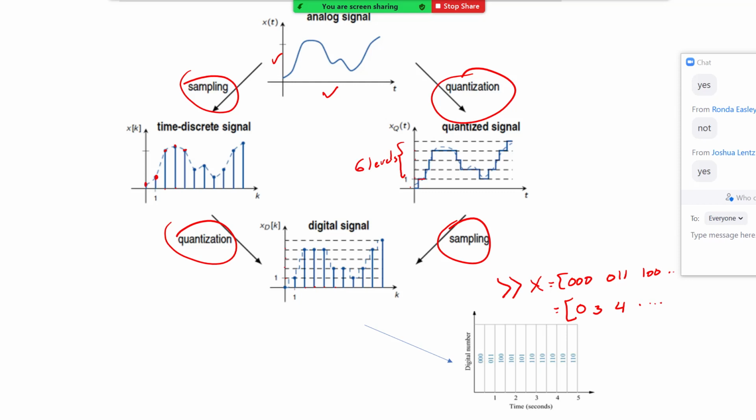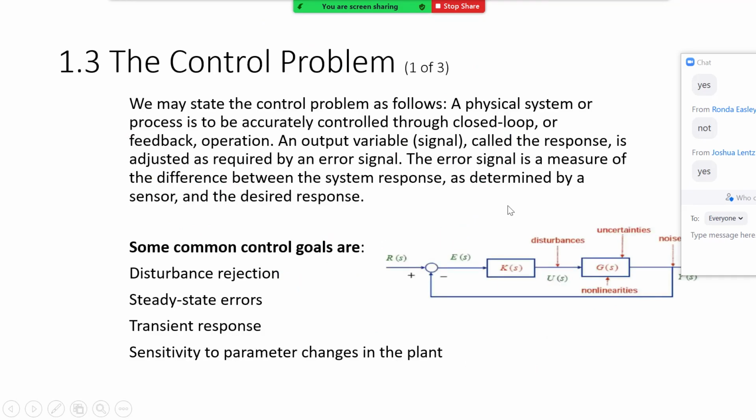And some of these things might be clear, and nevertheless, when we are in the middle of the class, somebody might look at the system and say, oh, what is this signal? Where is this signal coming from? How do I measure this signal? So I just want to make sure everybody is clear on these things.